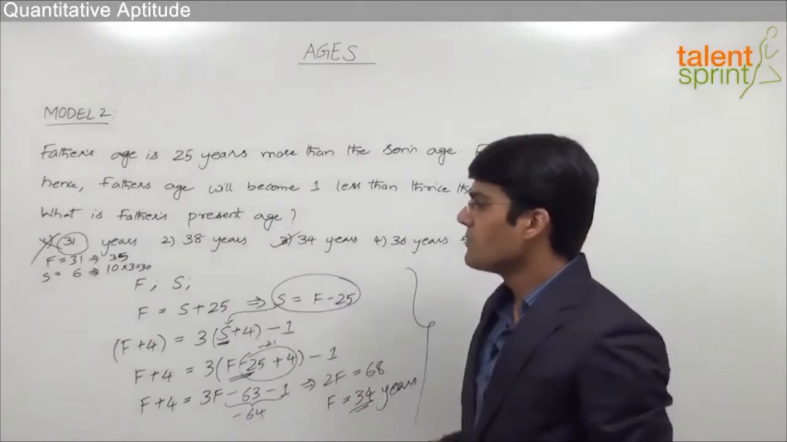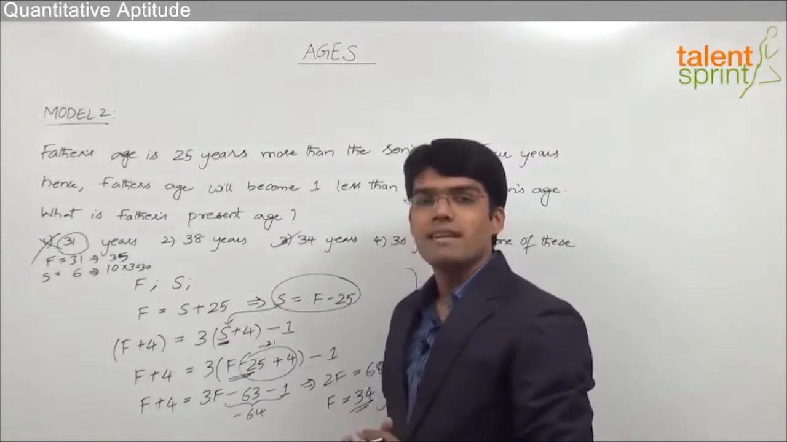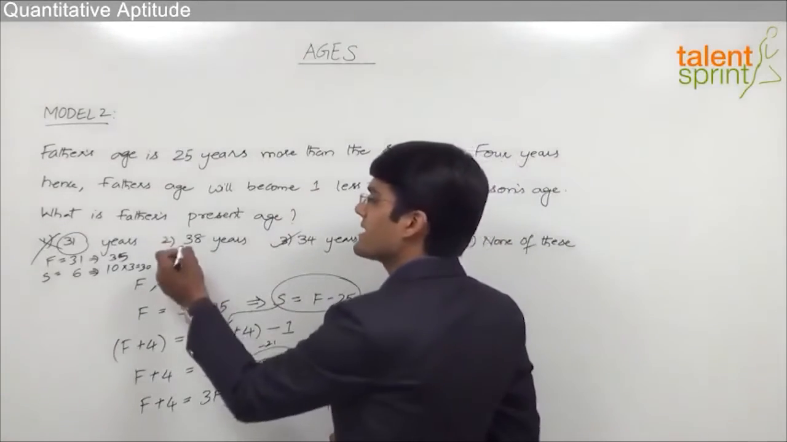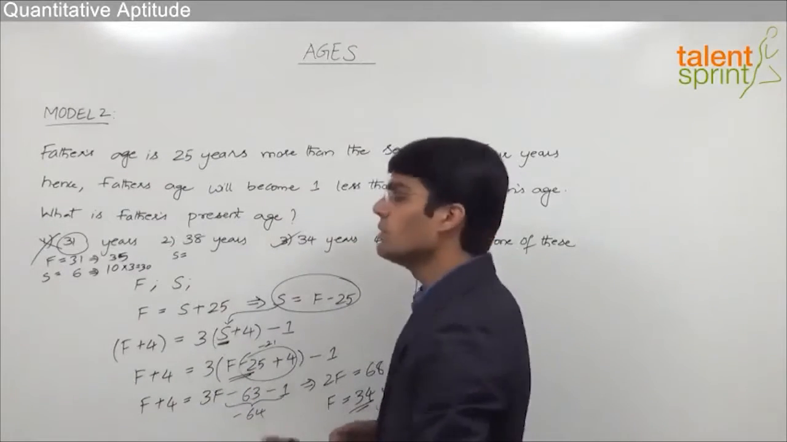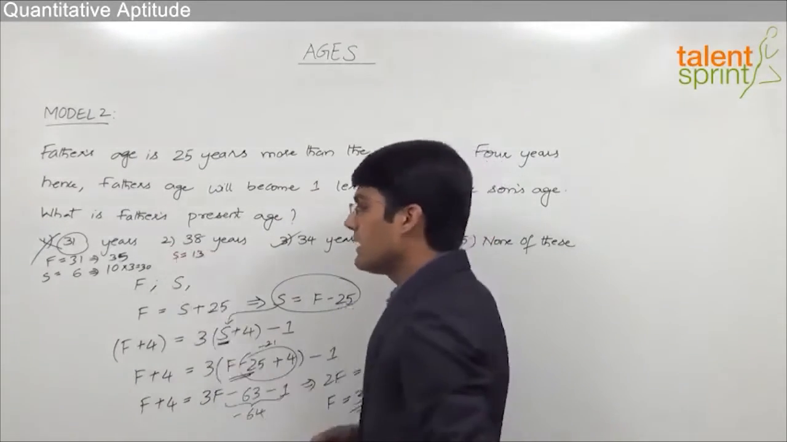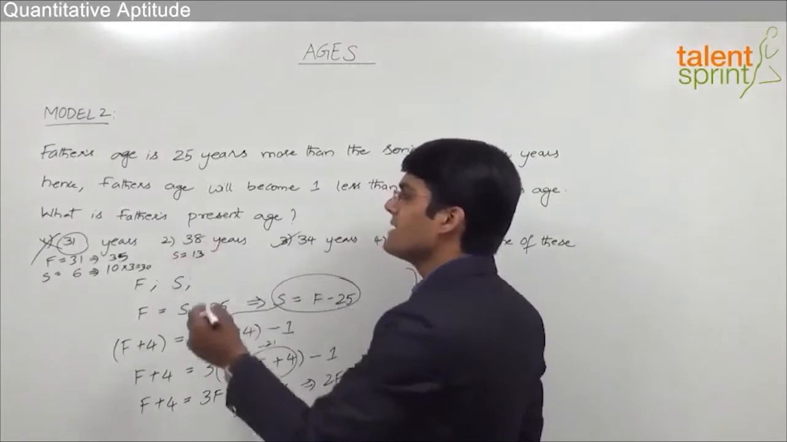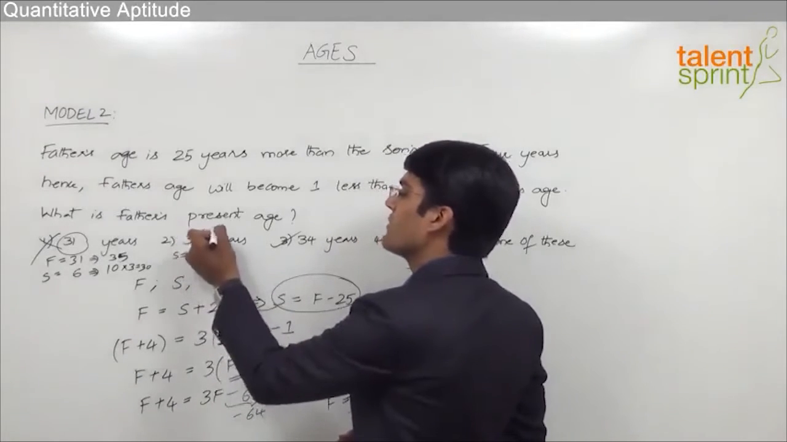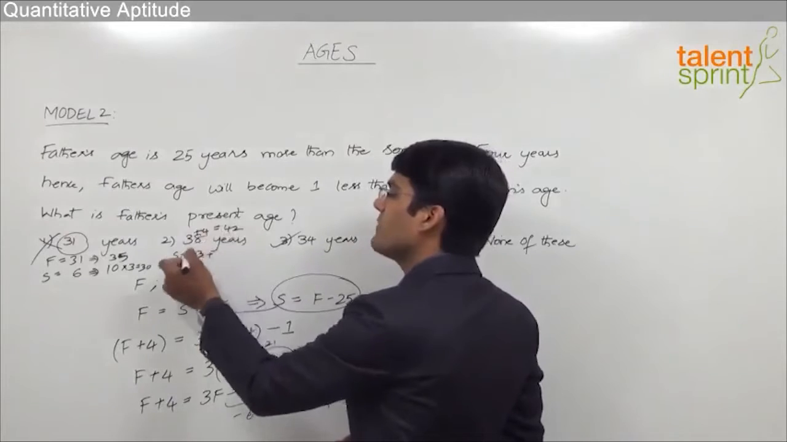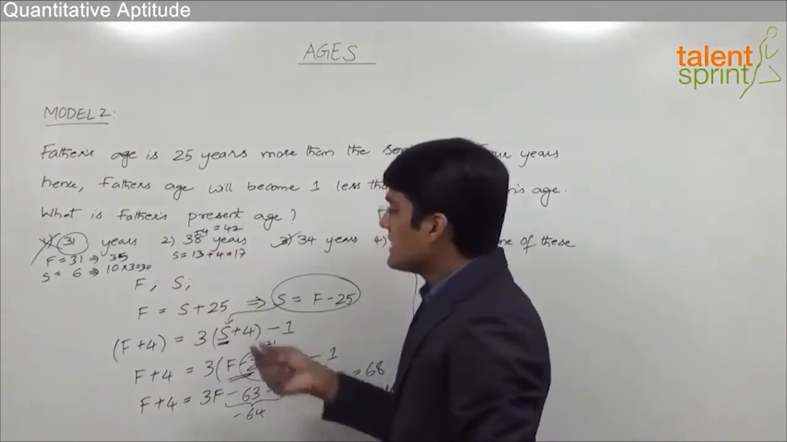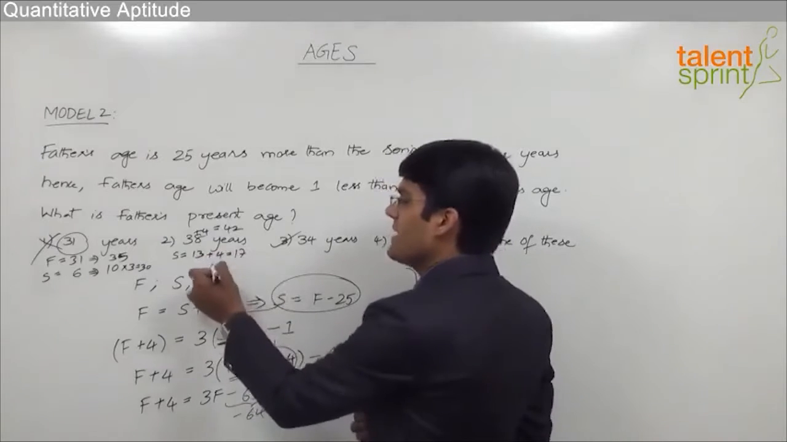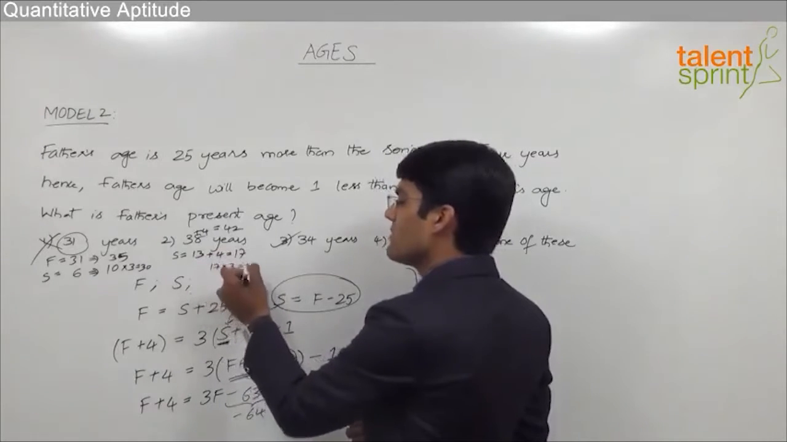If you go to option number 2, father's age is 38 years. So we can say that son's age should be 38 minus 25, which is equal to 13 years. Now 4 years hence father's age will become 38 plus 4, which is 42, and son's age will become 13 plus 4, which is 17. Thrice the son's age, that is 17 into 3, is equal to 51.